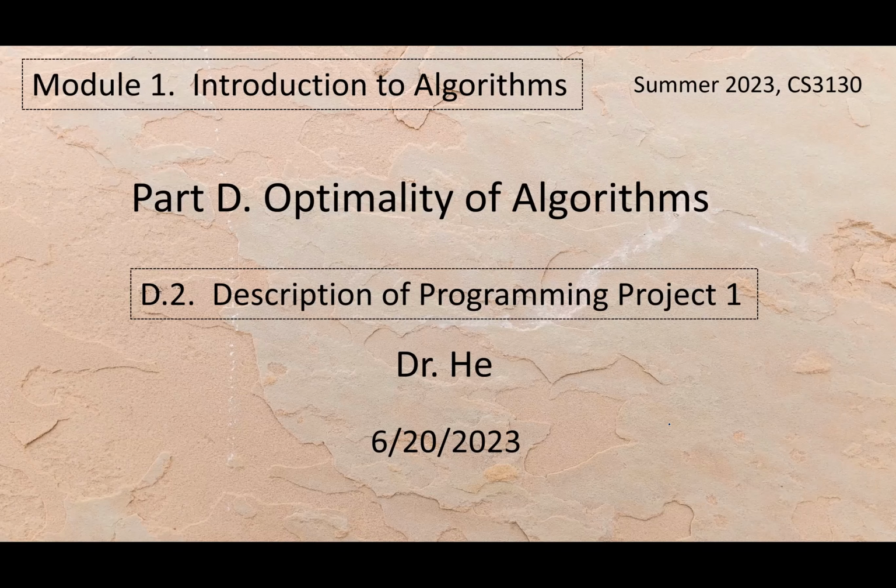3.2, description of programming project number 1. Yeah. So let me describe this project first. Later, I will give you a document. In the document, I will write a detailed description. Here, I just give you the description, what I would like you to do in this project. All right.